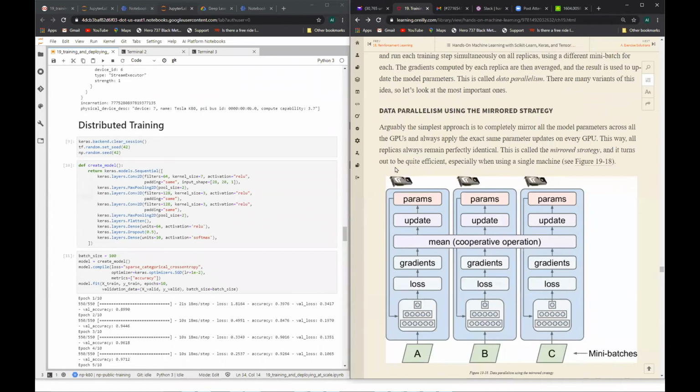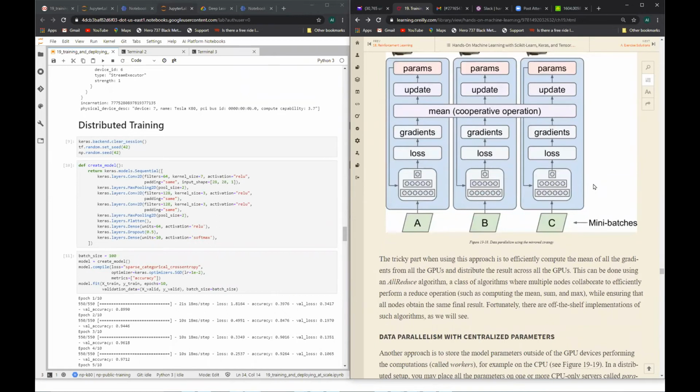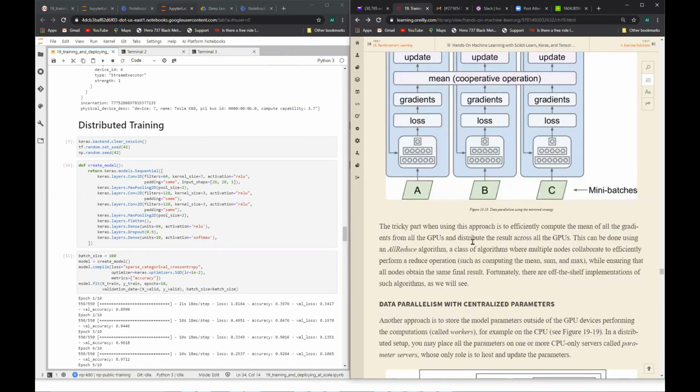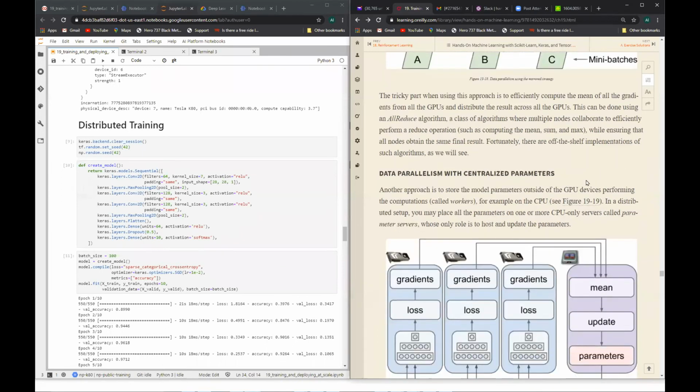They say here that it's quite efficient in a single machine. Okay. And the problem can be when trying to get the gradients across devices updated. Okay. And there is an algorithm they call here all-reduce. It's a class of algorithms to do this efficiently. And there are off-the-shelf implementations, so we don't need to implement those algorithms by ourselves. Well, that's one way, right?